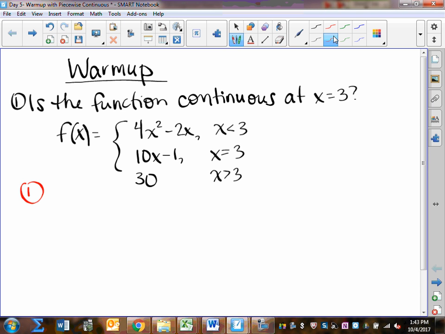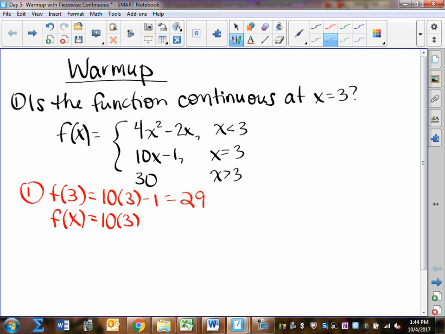Okay, so my first thing, do we have f of 3? Yes. What chunk do I need to use for f of 3? Okay, 10x minus 1. So I have 10 times 3 minus 1, and what do we get? Be careful here. Do not write the following. F of x is not simply just equal 21. F of x is this crazy thing.